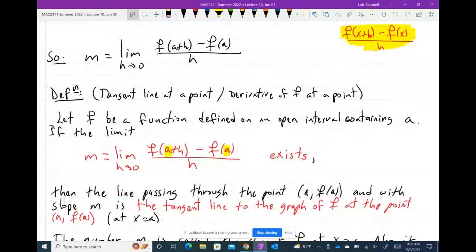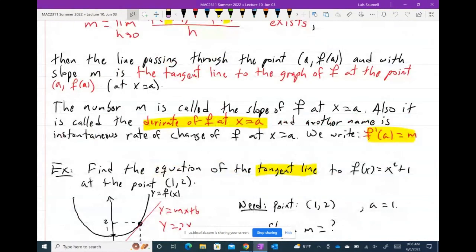Now, this is the definition of the slope of a tangent line, and of course this is a limit. This limit may or may not exist. If it exists, then we say the function has a tangent line and the slope is m. There are different names that m has. We call m the slope of a tangent line. It's also the slope of the function at the point A. It's also called the derivative of the function at the point A. It's also called the rate of change of the function at A. All of those names are all the same, okay? And all of that is written in this little paragraph here.